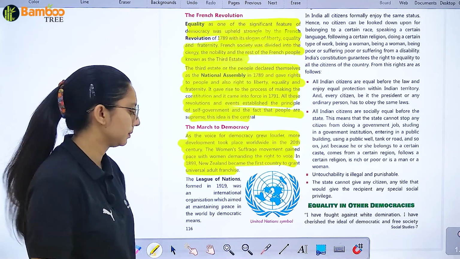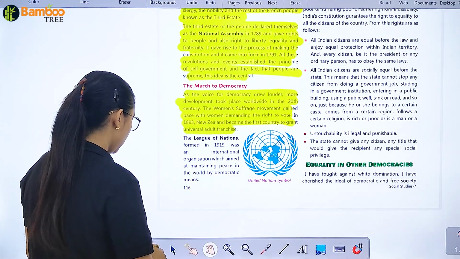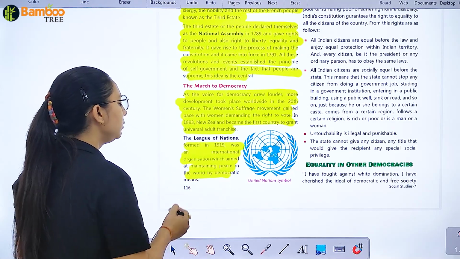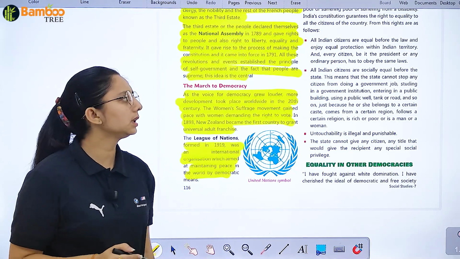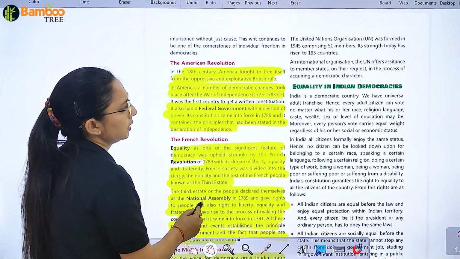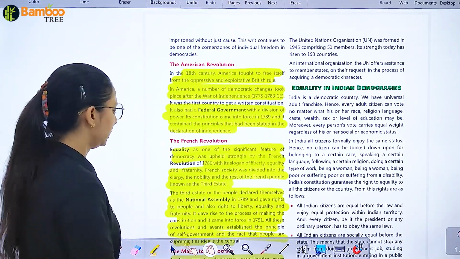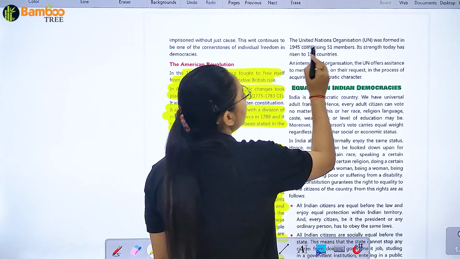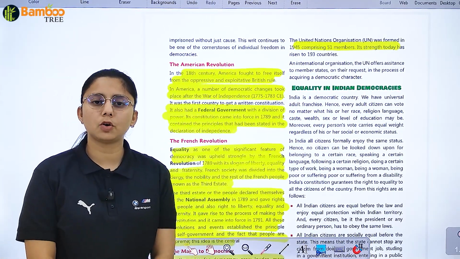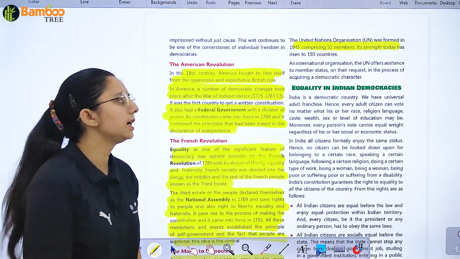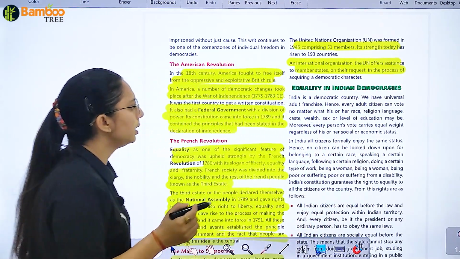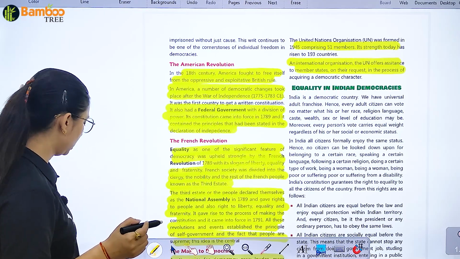Universal adult franchise. Now the League of Nations, which was formed in 1920, was an international organization whose aim was maintaining peace. Right? What was their work? To maintain peace. Okay. And the UN was formed in 1945 with 51 members, and its strength today is 193 countries. How many countries are there at present? 193. An international organization, the UN offers assistance to member states on request.